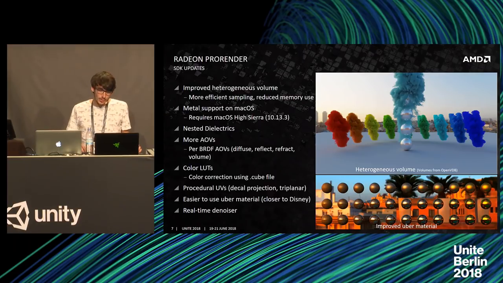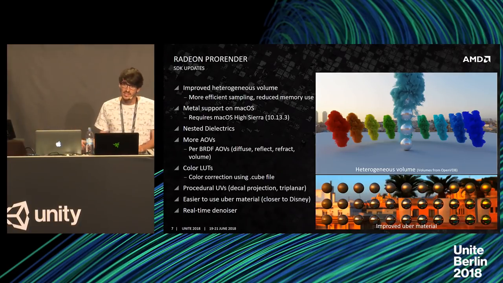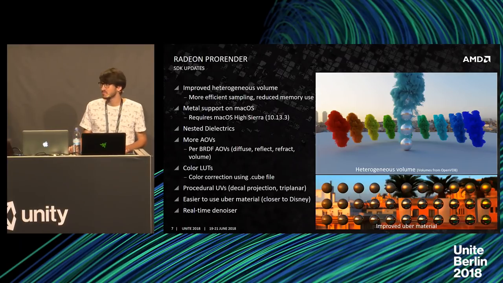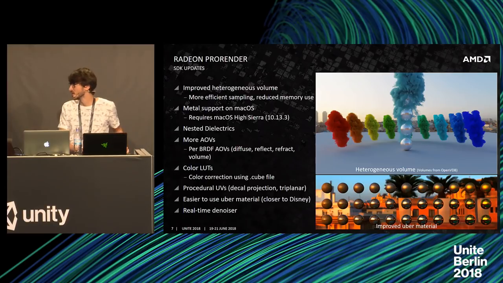We've improved our Uber material. Essentially, we implemented the Disney principled BRDF, and it should be much easier, much more intuitive to use for artists, as well as support for the metallicity workflow. And finally, we added a real-time denoiser, not a machine learning-based one, but just a post-processing effect style real-time denoiser.